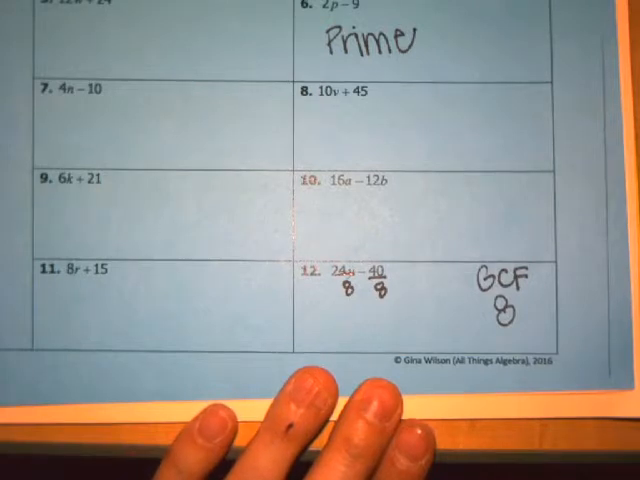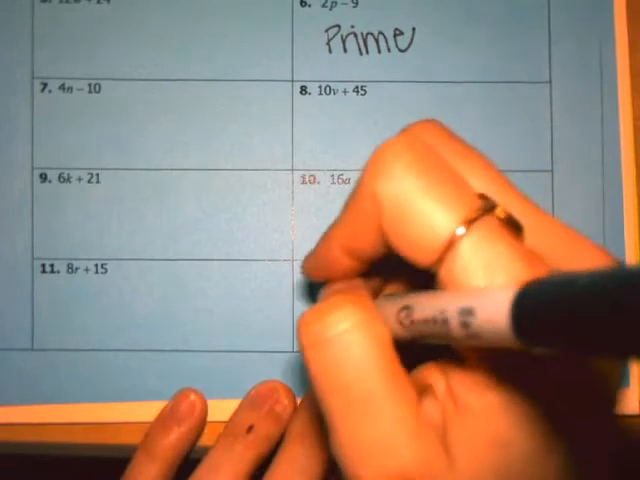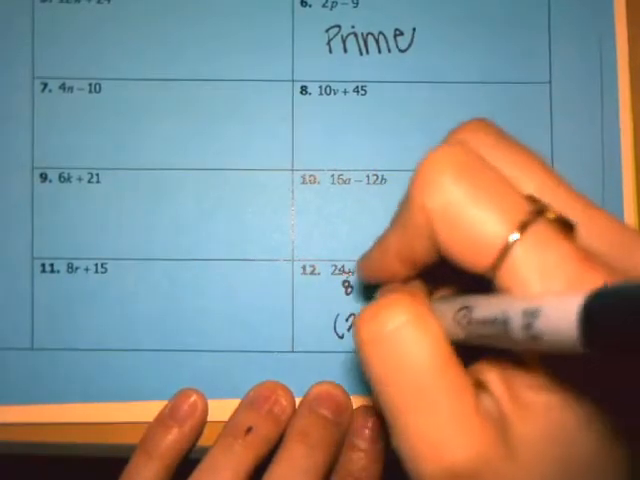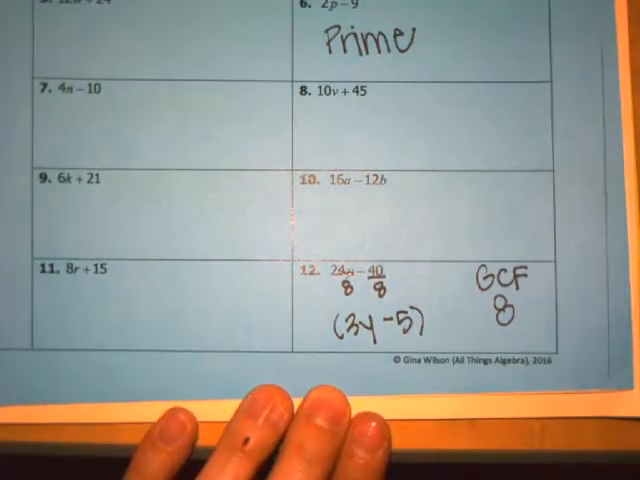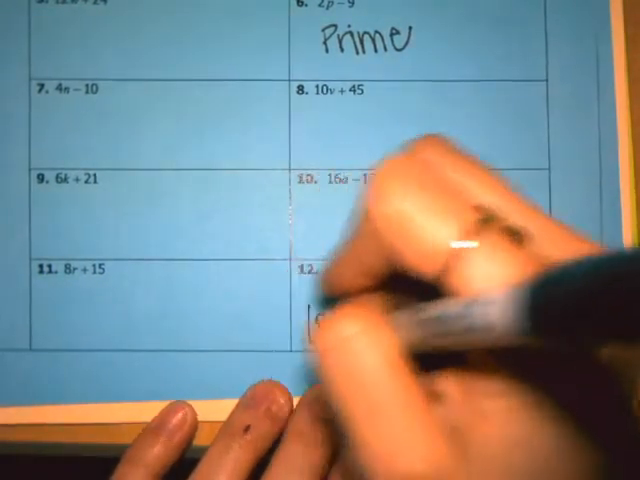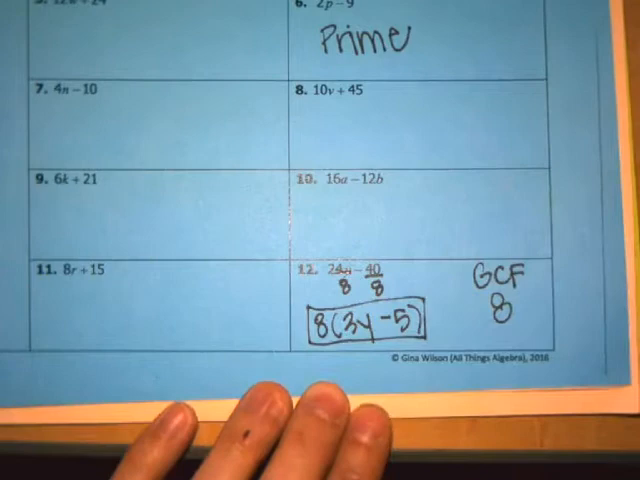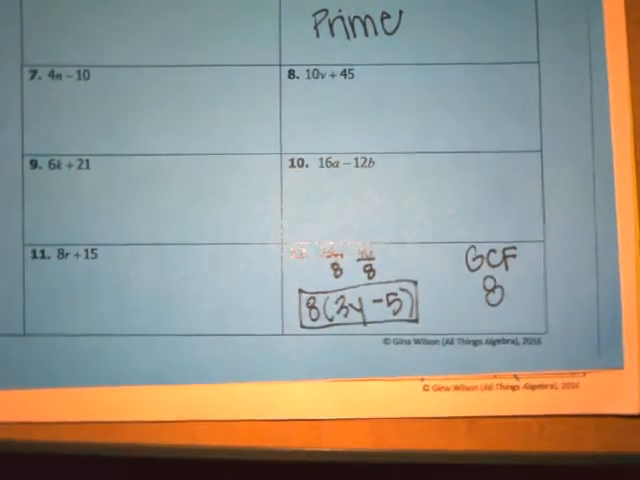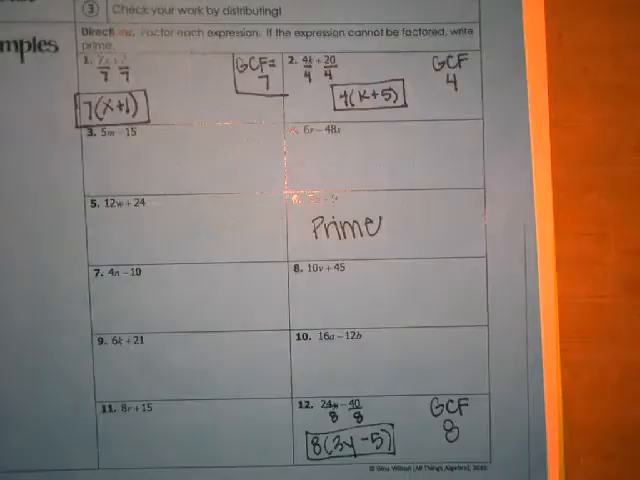What should go inside parentheses? 3y minus 5. And what goes outside parentheses? 8. So my answer is 8 parentheses 3y minus 5. Questions?